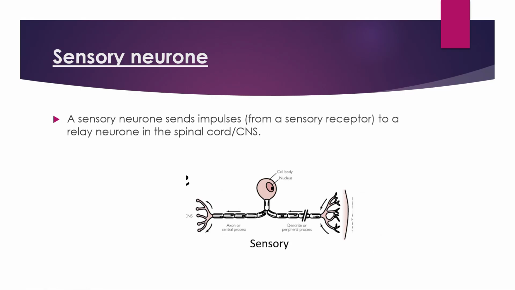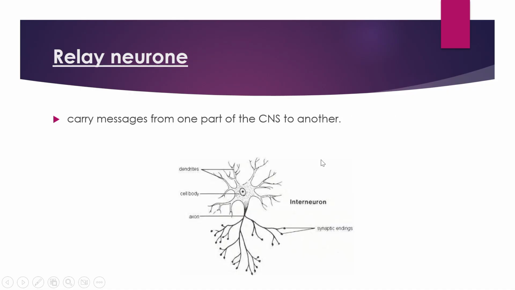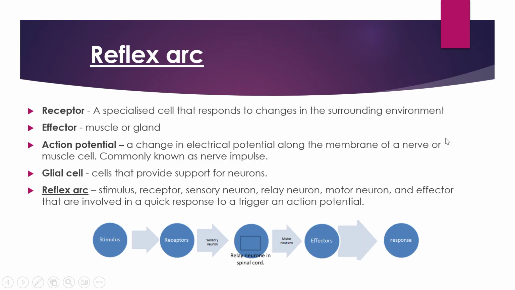A sensory neuron sends impulses from a sensory receptor to a relay neuron in the spinal cord or CNS, and it tends to have the cell body in the middle. And then relay neurons carry messages from one part of the CNS to another, and they're a lot more highly branched, with a lot more synaptic endings and dendrites.